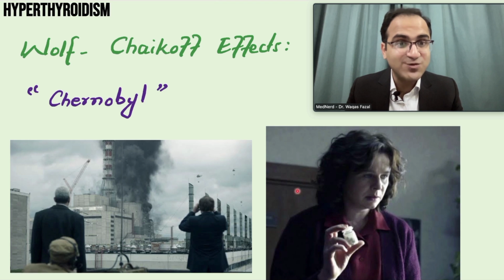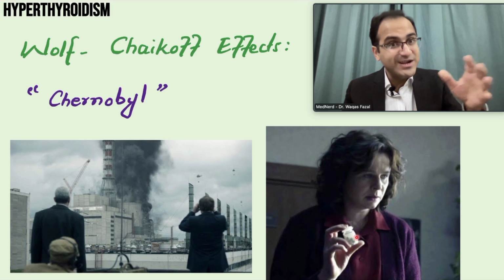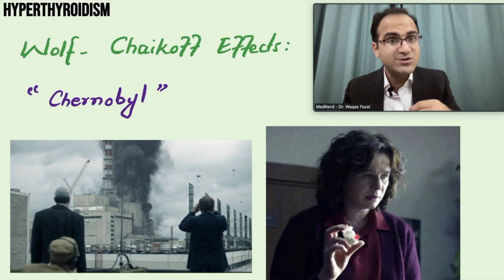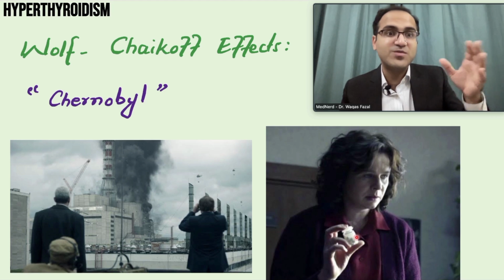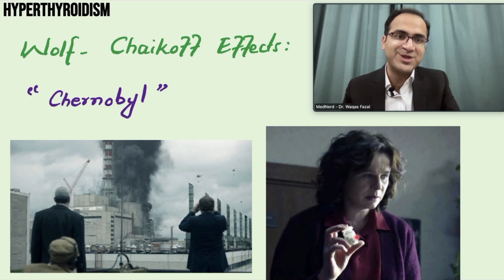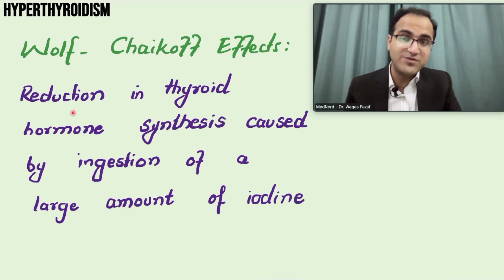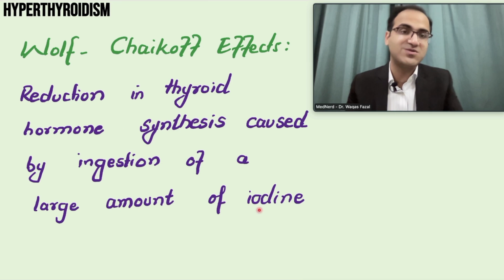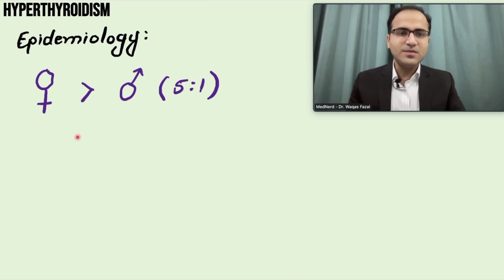So that is called the Wolff-Chaikoff effect, and that's why these characters were taking potassium iodide from outside, to prevent their glands from taking up radioactive iodine. So that is called the Wolff-Chaikoff effect: reduction in the thyroid hormone synthesis caused by ingestion of a large amount of iodine.